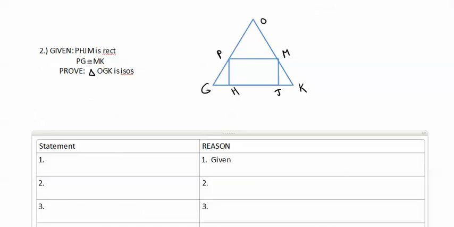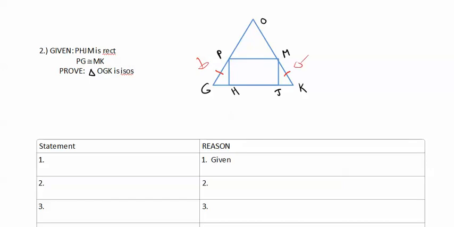Let's now take a look at our second example. We're given that PHJM is a rectangle, and we're also given that PG is congruent to MK. And what we're trying to prove is that OGK is isosceles. Now, one bet would be to assume, since we have congruent segments down here, that it's probably a good bet that either angles G and K are congruent, or these segments are congruent in order to prove our triangle isosceles.